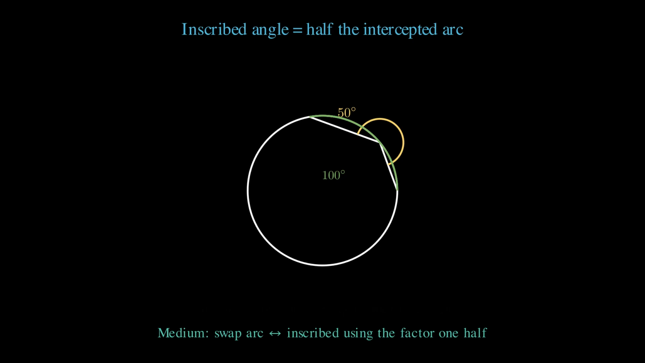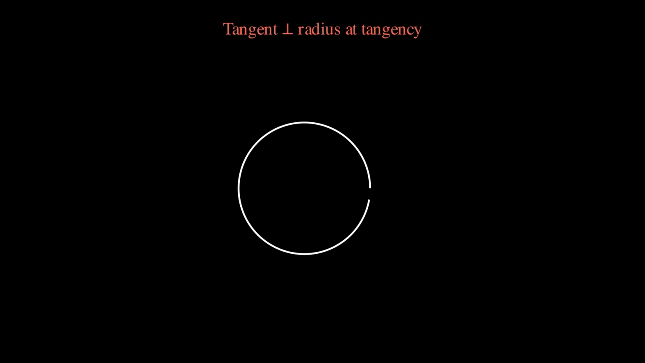If 2 inscribed angles intercept the same arc, they are equal because each equals half of that arc. A tangent line touches the circle once. At that point of tangency, the tangent is perpendicular to the radius drawn to that point. That 90-degree relationship is your bridge into right triangles and Pythagorean reasoning.